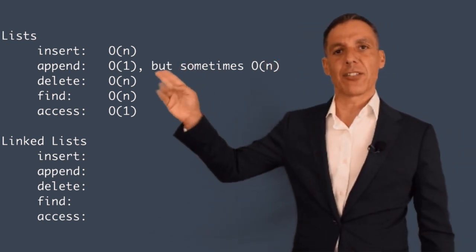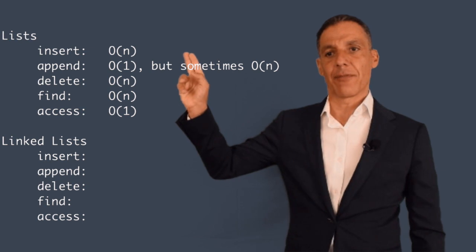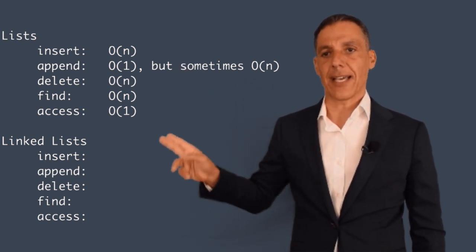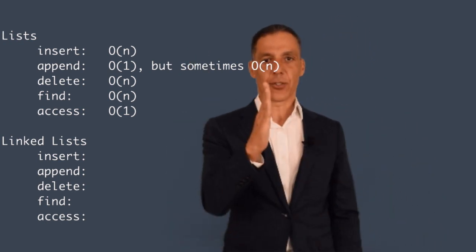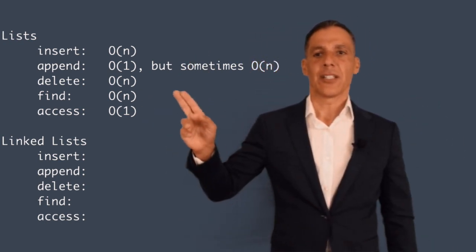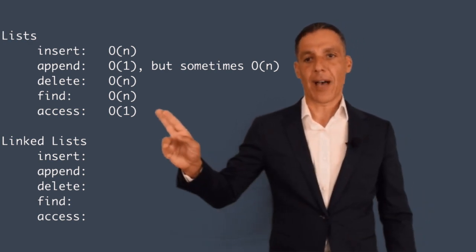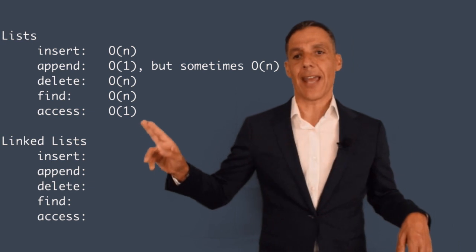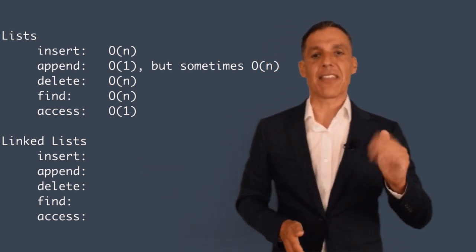Let me just remind you that with a traditional list, we have the following functions that we want to operate on: insert, append, delete, find, access. Insert means insert something into the middle of the list. Append means you append it to the very end of the list. Delete, pull an element out. Find says search for this element, assuming unsorted. And access says give me the kth element.